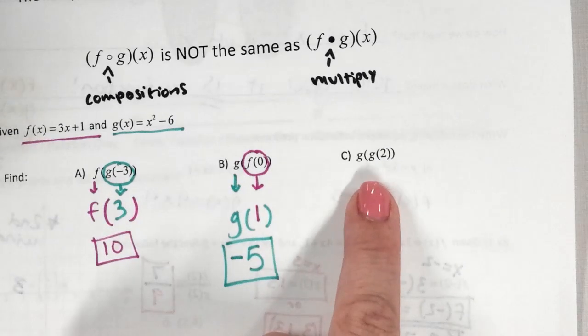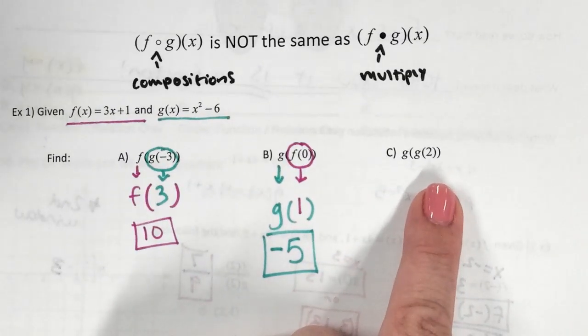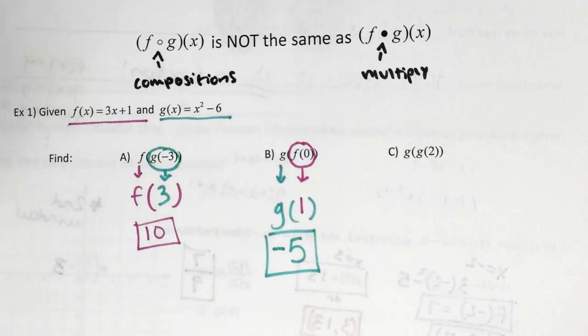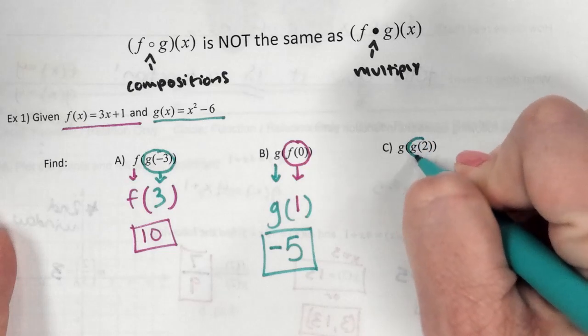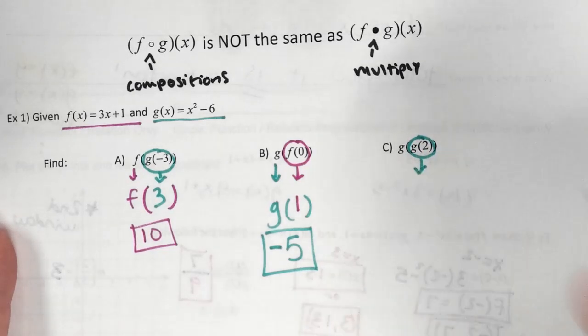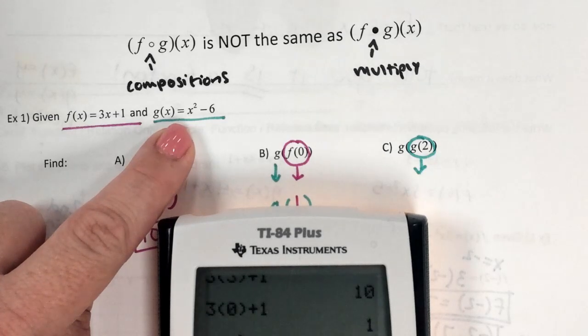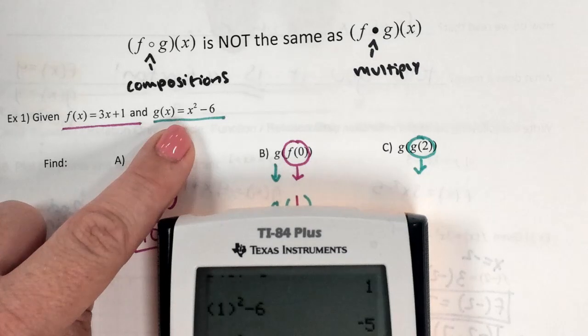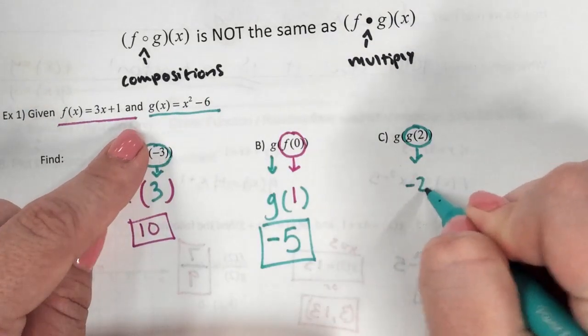Now, this is the same thing except it uses g twice. Do you think that matters? No. I mean, you're just going to make sure you use the g equation both times. So we're going to do the inside first. And we're going to figure out what's g of 2. So use my g equation. 2 squared minus 6. And what does it equal? Negative 2. So my new inside is negative 2.